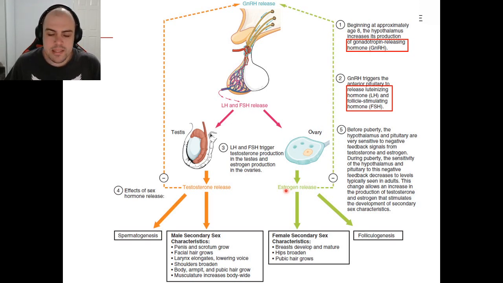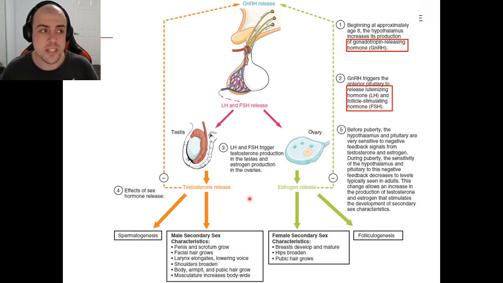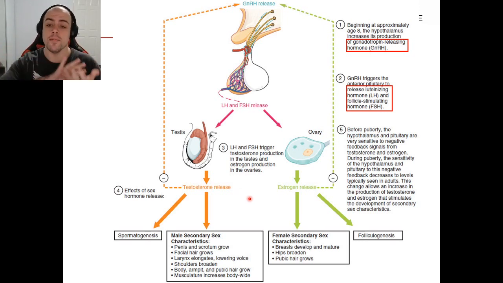Now, just because males have testes, and therefore I'm going to release testosterone, that does not mean that I only produce testosterone and zero estrogen. I do produce a small amount of estrogen. And vice versa, females will also produce a small amount of testosterone. These aren't exclusive to one or the other.